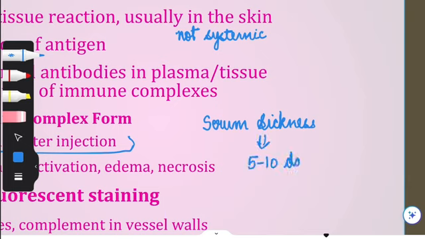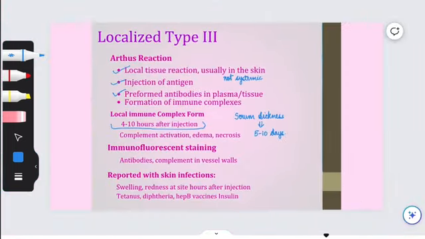So let us see some clinical examples of the Arthus reaction. If you administer a tetanus booster to a patient or a diphtheria booster or a hepatitis B booster, you are administering antigens into the skin of somebody who has been previously exposed. They may have circulating antibodies that can bind to the antigen at the site, and this will cause swelling and redness at the site a few hours after injection. This is also being reported with people who have diabetes and have to repeatedly administer insulin under the skin.